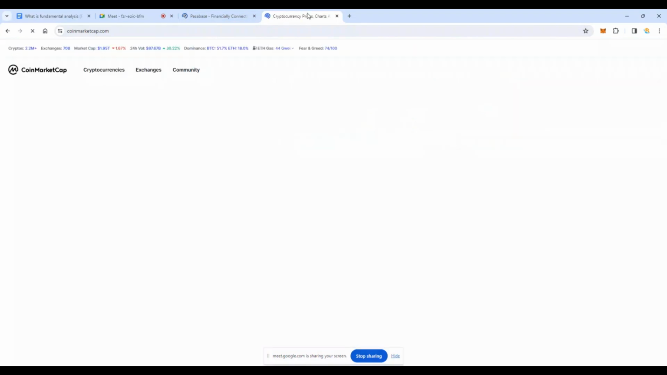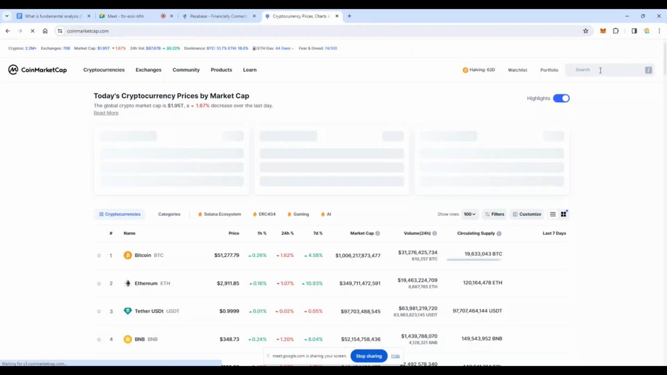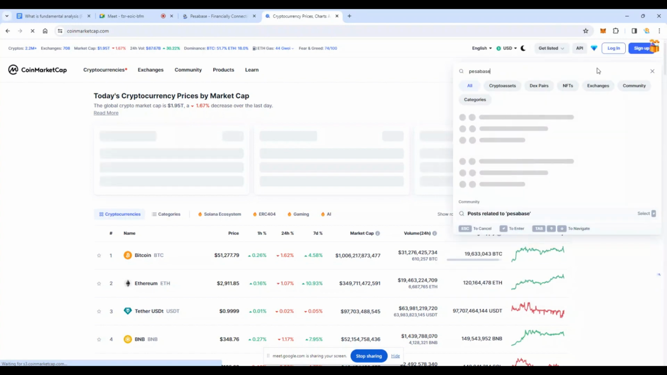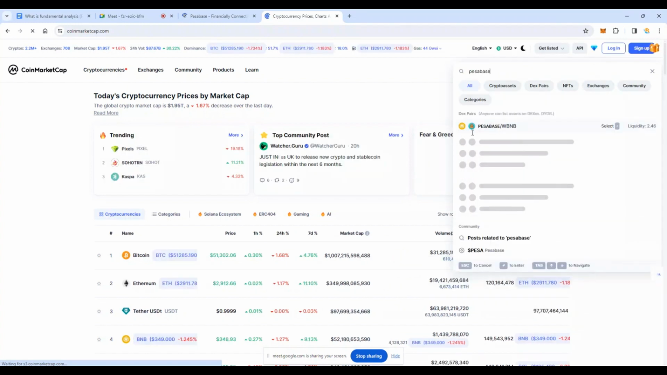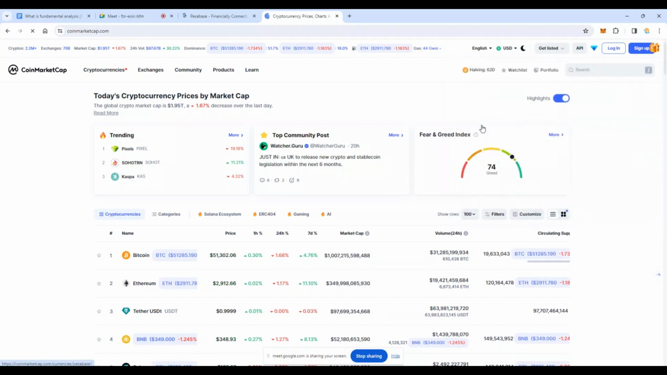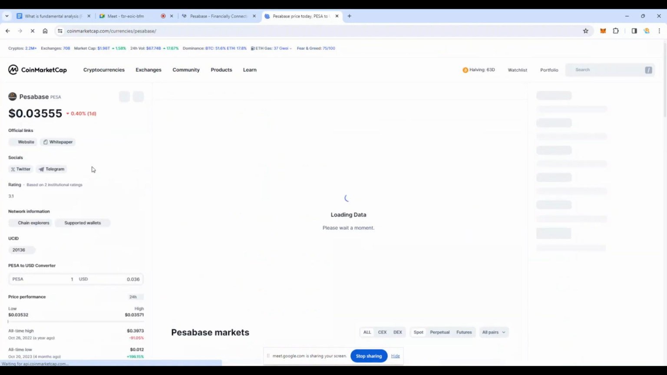You go to CoinMarketCap, you search for the project. Just want to show you how to go about that. Pesabase, and here we have it. So once you click on it on CoinMarketCap, it's going to bring you to this page, and you can see we have the official links here. You can see the website, and we have the white paper.